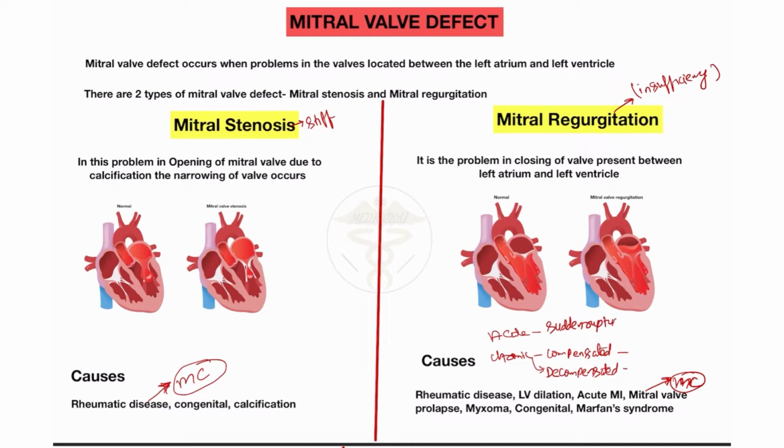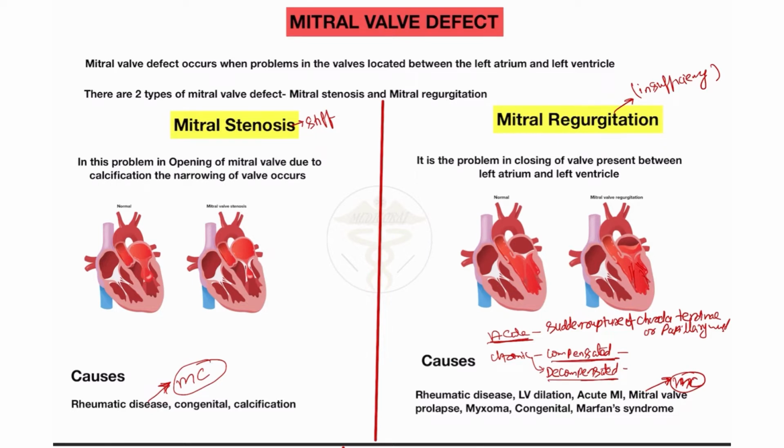Acute occurs due to sudden rupture of chorda tendineae or papillary muscles. You all know the papillary muscles are present in the valves in this area, so there is a problem in the papillary muscles. This is the acute type. And chronic is of two types, compensated and decompensated.